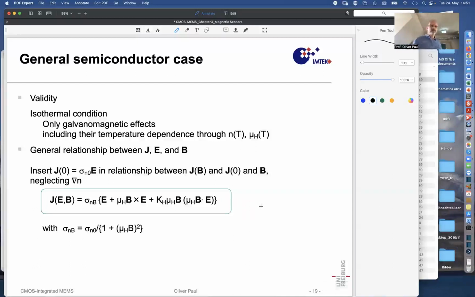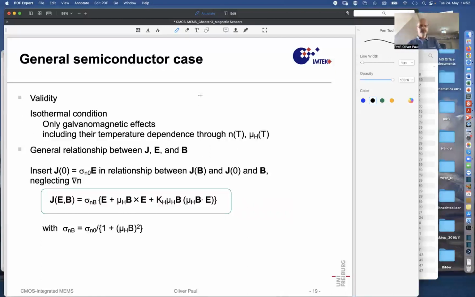So when are these expressions valid? First of all, when there is no temperature gradient. So isothermal, that means the temperature is the same everywhere. It can be varied, can be various temperatures, but in the sample, it's always the same temperature everywhere. And then, of course, we have n of T, we have mu H of T. Many things can depend on T. Even the correction factors might depend on T, because it's not so clear whether it's only impurity or only lattice scattering. So that is all possible.